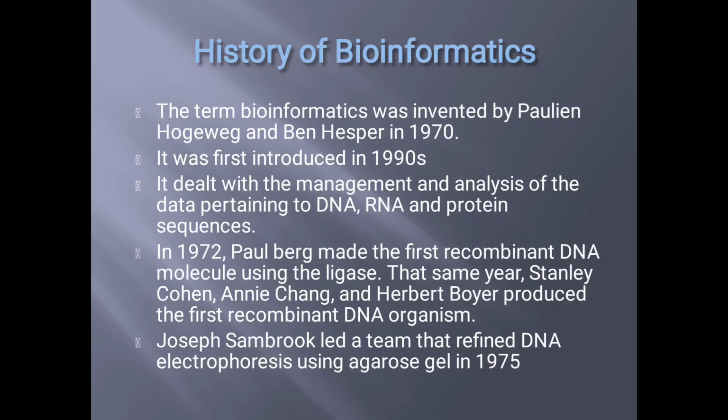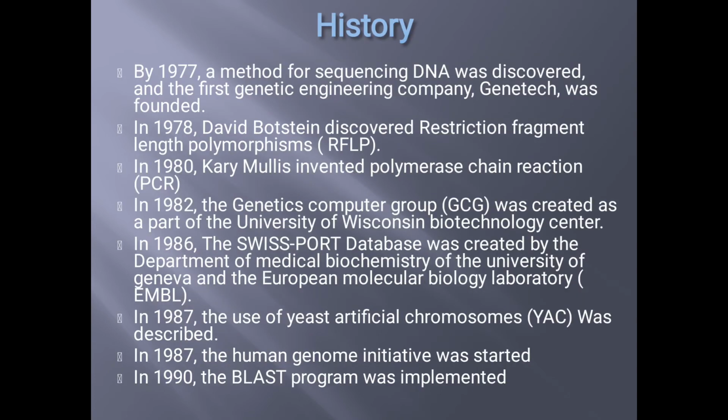Come to the history of bioinformatics. The term was given by Paulien Hogeweg and Ben Hesper in 1970, and first introduced in 1990. It dealt with the management and the analysis of the data pertaining to DNA, RNA, and protein sequence. 1972, Paul Berg made the first recombinant DNA molecule using the ligase. That same year, Stanley Cohen produced the first recombinant DNA organism. Joseph Sambrook led a team that refined the DNA electrophoresis using the agarose gel in 1975.